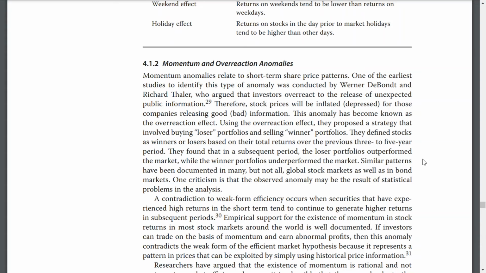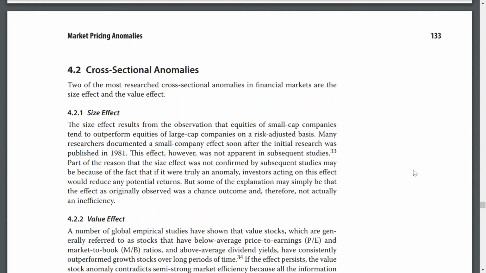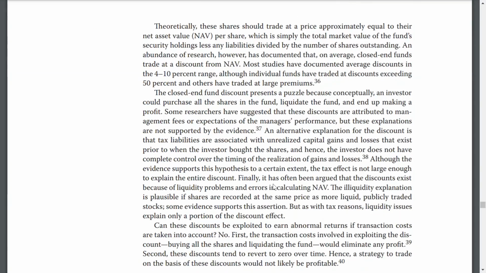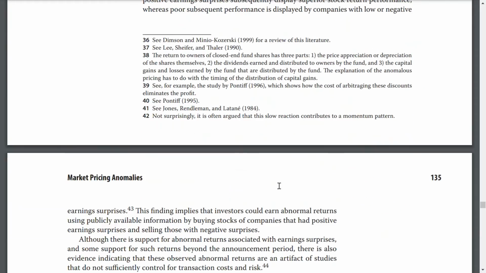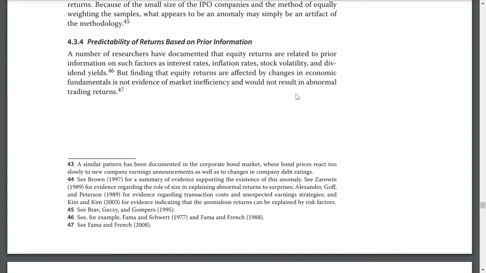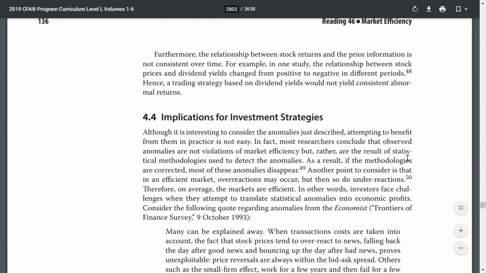Time series anomalies: calendar anomalies, momentum and overreaction anomalies. Cross-sectional anomalies: size effect, value effect. Other anomalies such as the closed-end investment fund discount, earnings surprises, initial public offerings, predictability of returns based on prior information, and implications of investment strategies.